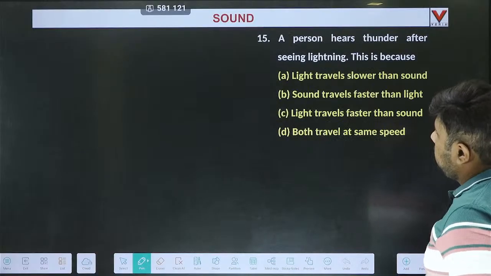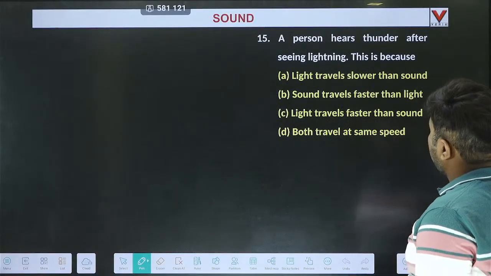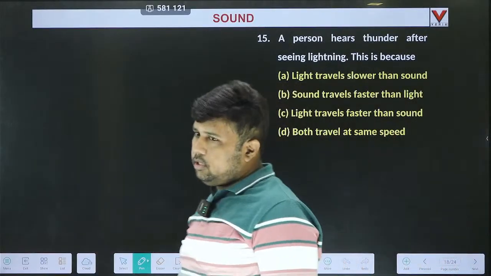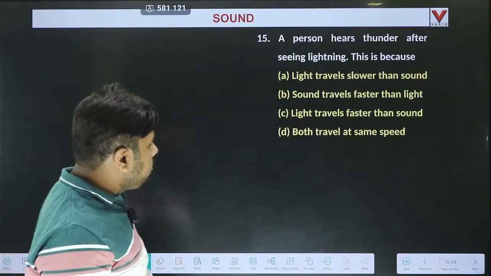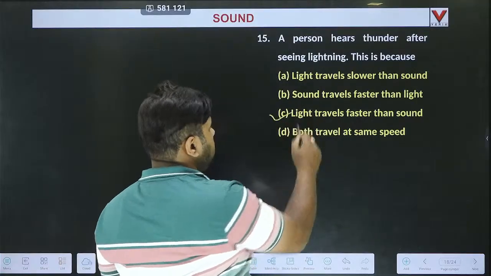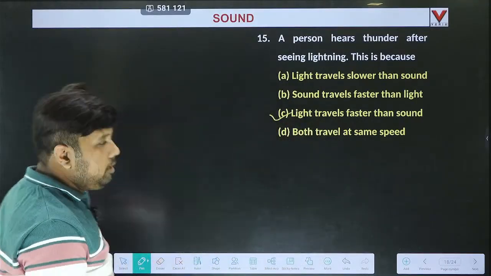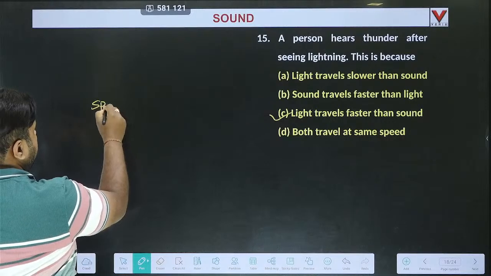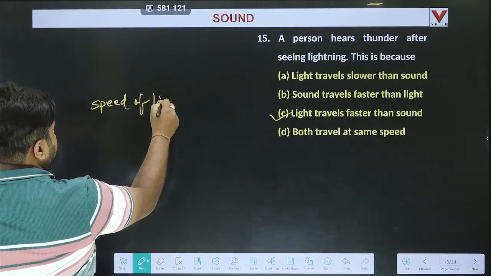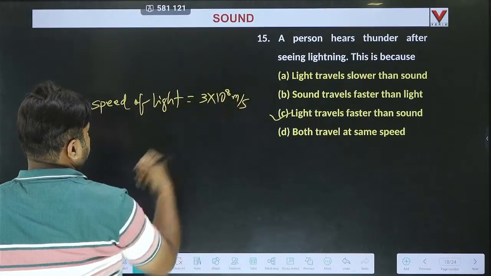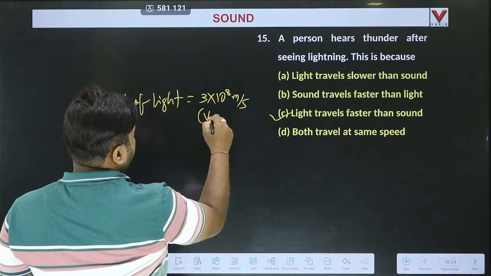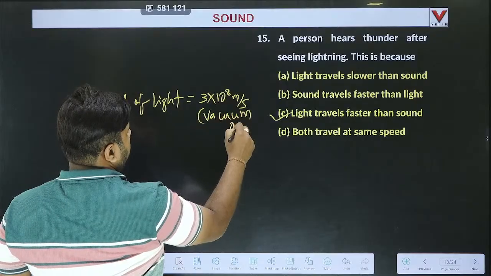Next, the person hears thunder after seeing lightning. Why? Not because light travels slower; light travels faster than sound. The speed of light is 3 into 10 to the power 8 meters per second, either in vacuum or air.